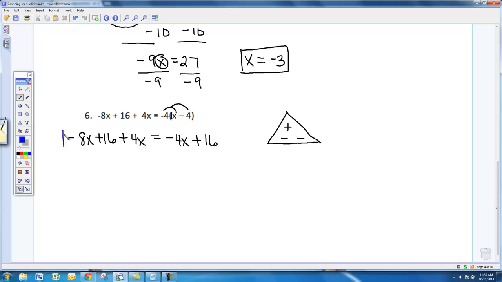Combine like terms on the left side. We have a -8x and a +4x. We have both negatives and positives, so we subtract and keep the sign of the larger number. 8 minus 4 is 4. -4x is our answer. Bring down the +16.